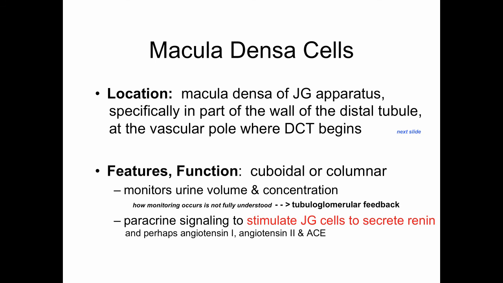The cells in the macula densa are cuboidal or columnar in nature. We believe the cells of the macula densa monitor urine volume and concentration. It's not fully understood how that monitoring occurs, but we believe the cells in the macula densa also play a role in regulating tubuloglomerular feedback. We also believe that the cells in the macula densa can paracrine signal to stimulate the JG cells to secrete renin and perhaps some of those other hormones that the JG cells might contain.